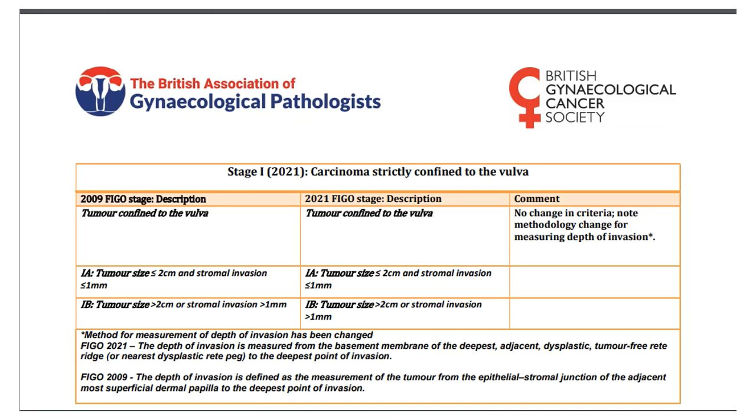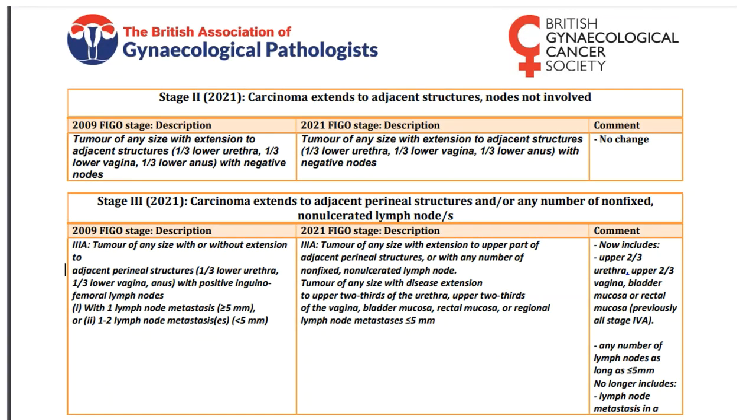This is stage 1, showing a vis-a-vis comparison of the 2009 FIGO staging and 2021 FIGO staging. No change in criteria, just the change in the method for measuring the depth of invasion. Now stage 2: in 2009 FIGO staging, tumor of any size with extension to adjacent structures, that is the lower 1/3 of the urethra, lower 1/3 of the vagina and lower 1/3 of the anus, with negative nodes, were included in this stage, and in 2021 it remains the same, no change.